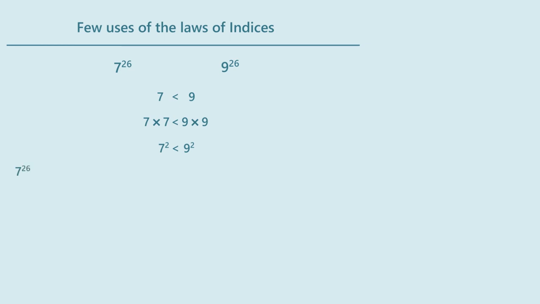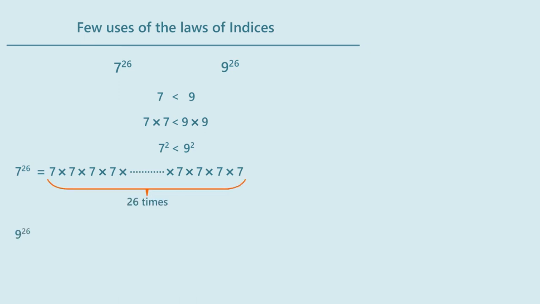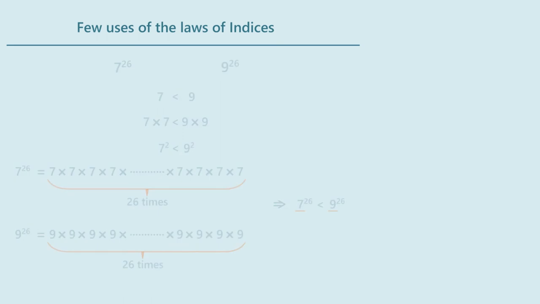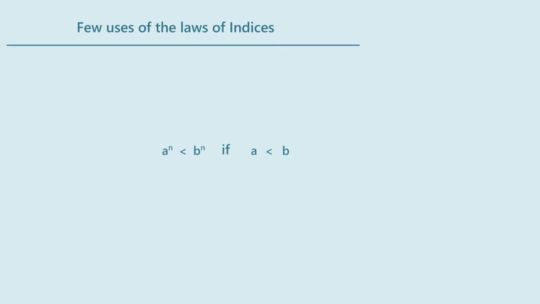Now, since 7^26 is the number obtained by multiplying 7 with itself 26 times, and 9^26 is obtained by multiplying 9 with itself 26 times, we can say that 7^26 is less than 9^26, as the number to multiply on left hand side, that is 7, is less than the number to multiply on right hand side, that is 9. So, we can say that a^n is less than b^n for positive numbers a and b if a is less than b and a natural number n.